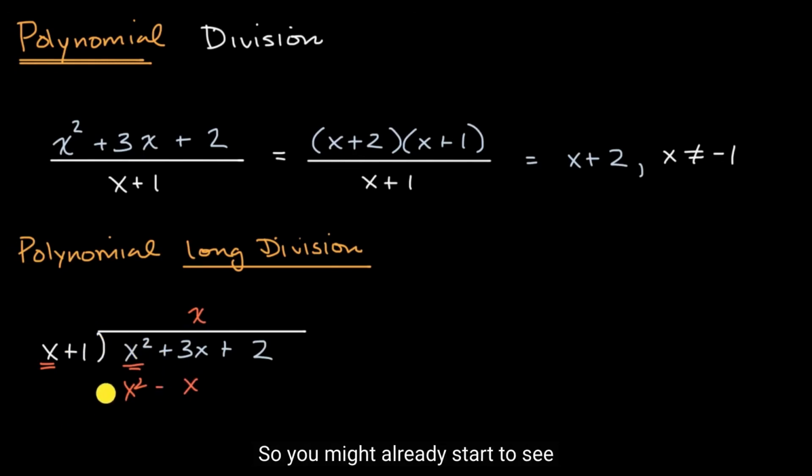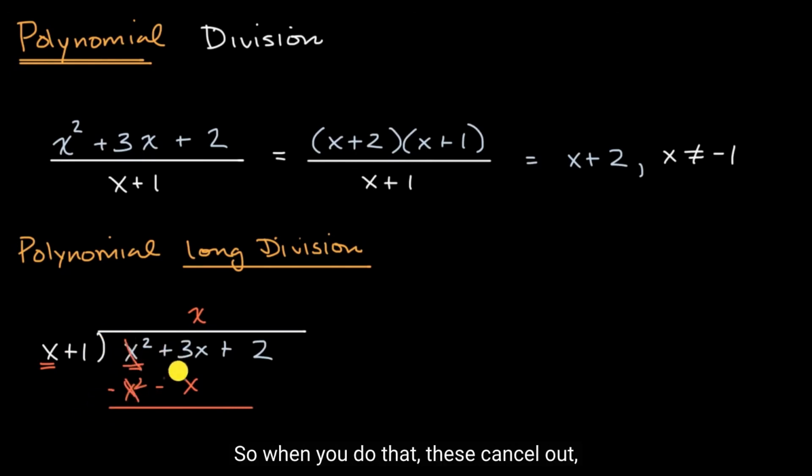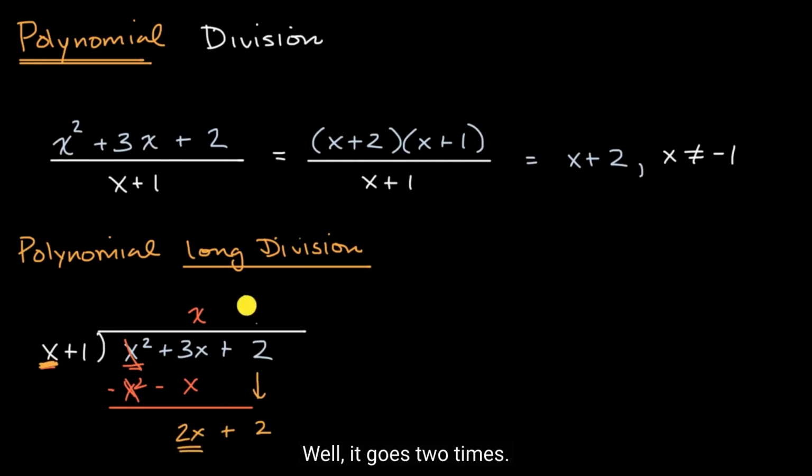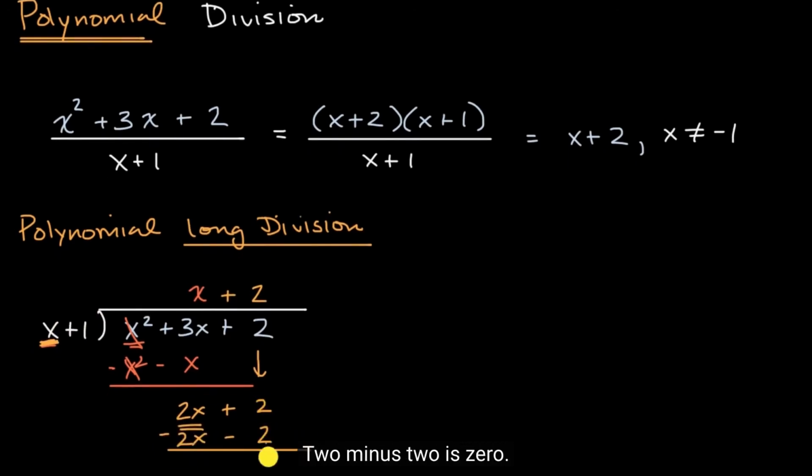So you might already start to see some parallels with the long division that you first learned in school many years ago. So when you do that, these cancel out. 3x minus x, we are left with a 2x, and then you bring down that 2. So 2x plus 2. And you say, how many times does x go into 2x? Well, it goes 2 times. So you have a plus 2 here. 2 times x plus 1. 2 times x is 2x. 2 times 1 is 2. You can subtract these, and then you are going to be left with nothing. 2 minus 2 is 0. 2x minus 2x is 0.